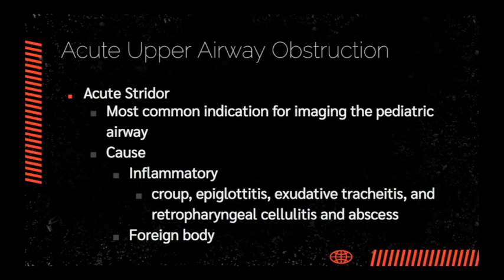Okay. All right. So first of all, we are going to go through a little bit on the airway. First is acute upper airway obstruction, for which acute stridor is the most common indication in pediatric airway, and the cause could be inflammatory, like in croup, epiglottitis, tracheitis, or retropharyngeal cellulitis and abscess, and probably a foreign body in between, right?